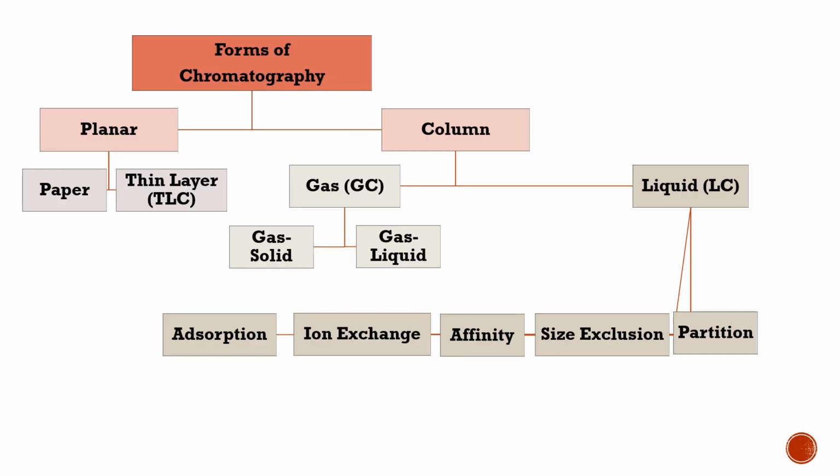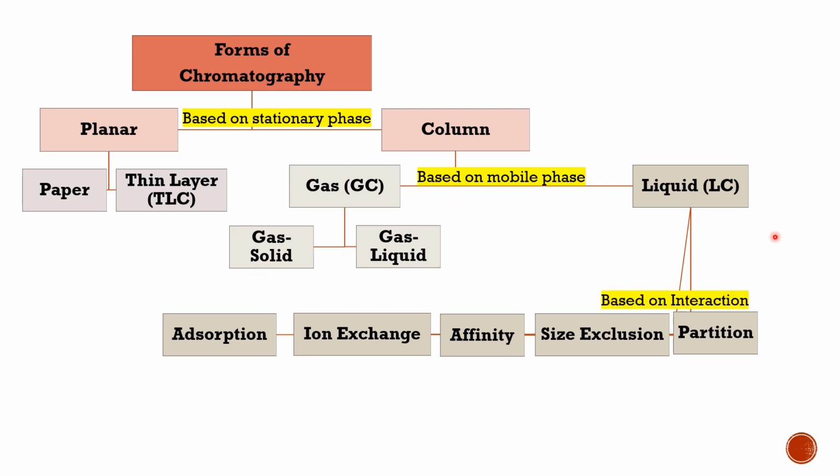This is a summary of the forms of chromatography systems that we have. We can divide them based on the stationary phase as planar or column chromatography. The planar can be paper or thin layer chromatography. The column is also divided into gas and liquid chromatography, and this is based on the mobile phase. Gas chromatography can be gas solid, which is also based on the interaction, or gas liquid. Liquid chromatography is also divided based on the interaction into partition, size exclusion, affinity, and ion exchange adsorption.